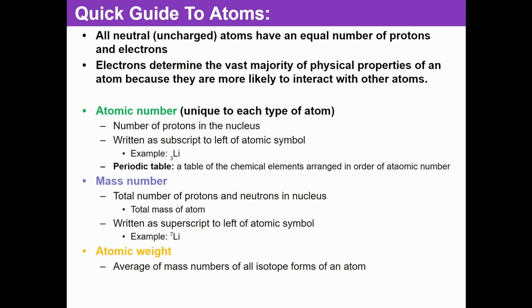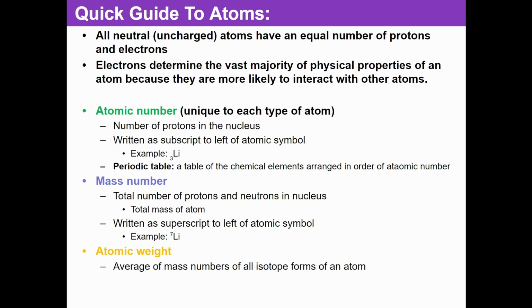So here's our quick guide. We're assuming, unless told otherwise, that all atoms are neutral or uncharged, meaning they have the same number of protons and electrons. We're going to talk more about chemical bonding, and electrons determine the vast majority of physical properties and how exactly electrons are going to interact with other atoms. The atomic number is unique to each type of atom, and that's because the atomic number is the number of protons in the nucleus, and how many protons an atom has determines what type of chemical element it is.